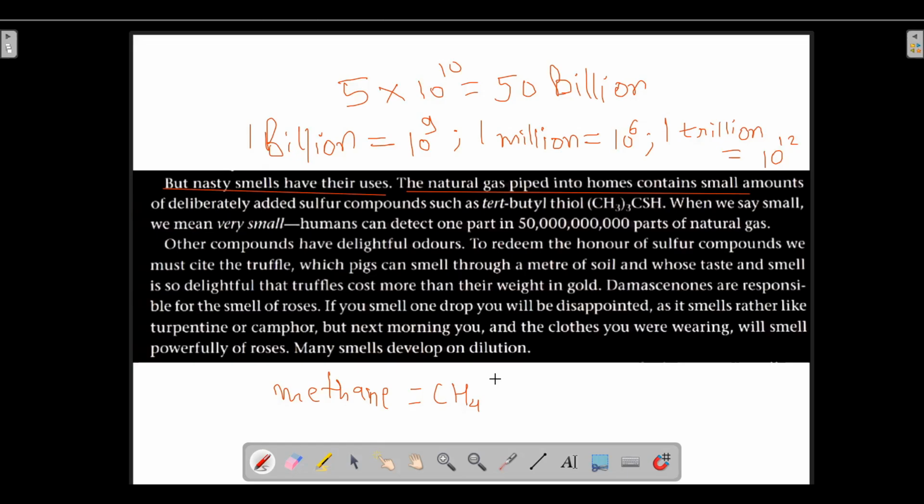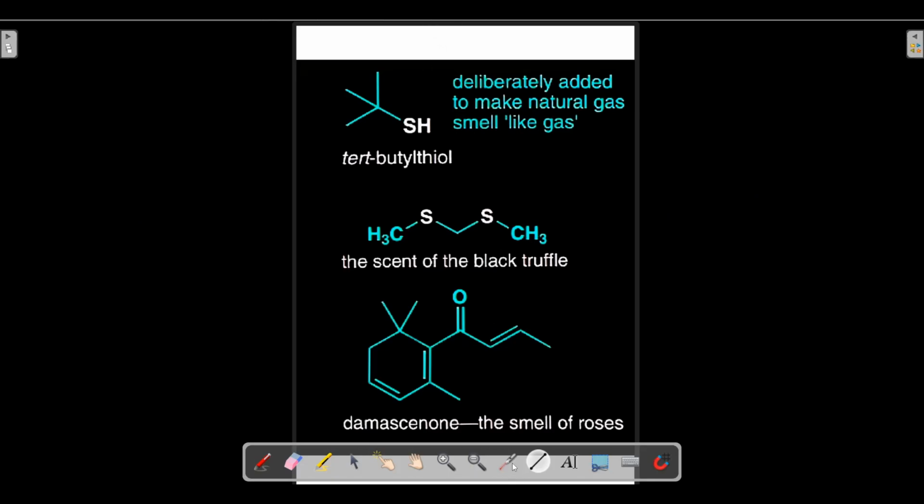It contains small amounts of deliberately added sulfur compounds such as tertiary butyl thiol, (CH3)3CSH. Now, what is tertiary butyl thiol? Let me tell you. This is the structure of tertiary butyl thiol, and it is deliberately added to make the natural gas smell like gas. Now, why is this compound added to natural gas?